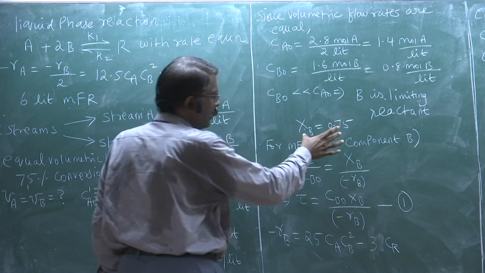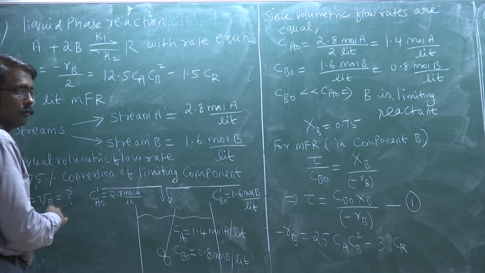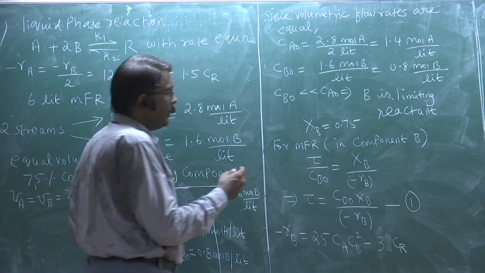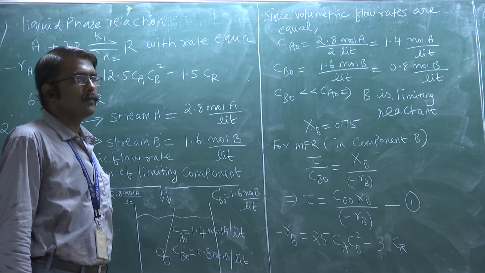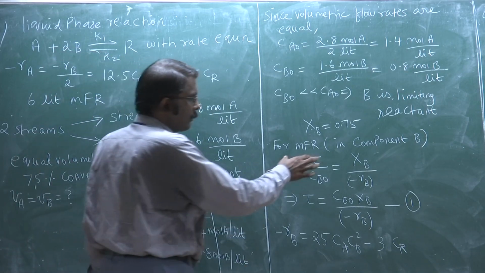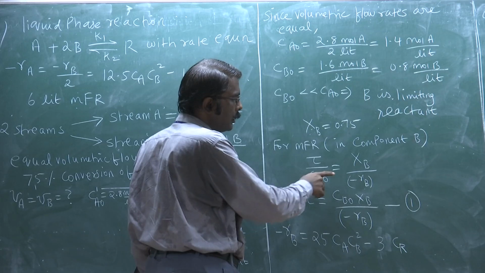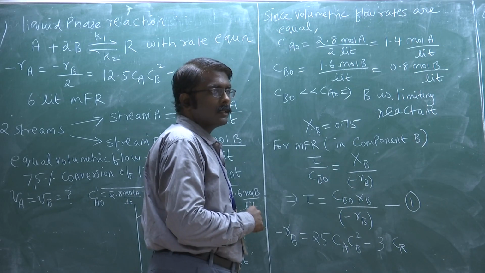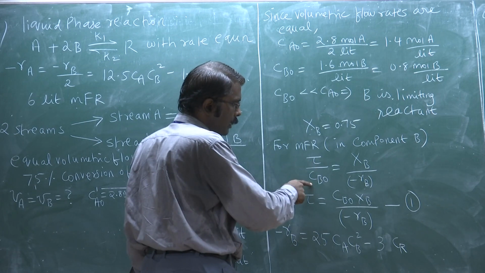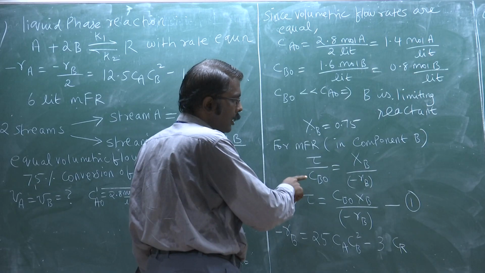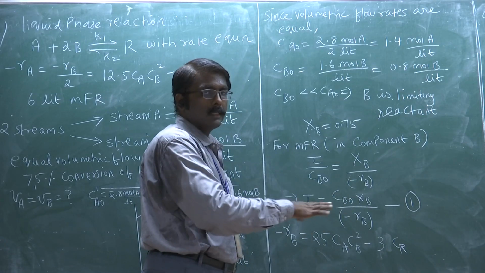That means the given conversion value, here it is mentioned that 78% conversion of the limiting reactant is desired. That means the XB value is to be taken as 0.75, the conversion of component B, because B is the limiting reactant. Now, for the mixed flow reactor, the performance equation in terms of component B is tau by CB0 is equal to XB by minus RB. This we already know is the design equation for the MFR. On cross multiplication, we get tau is equal to CB0 into XB divided by minus RB. Let us call it equation number 1.